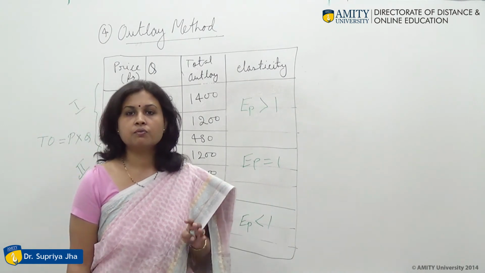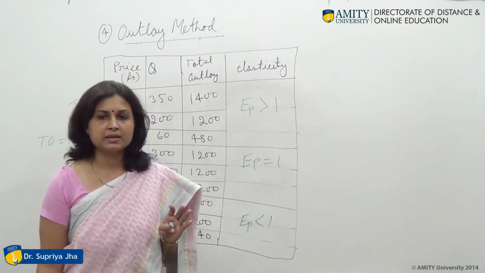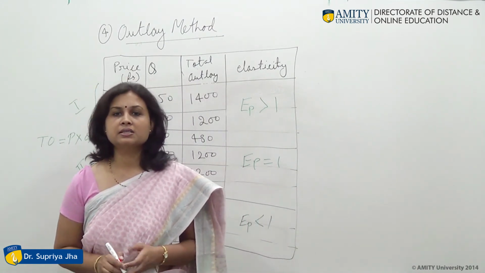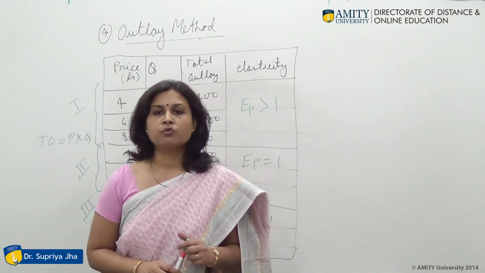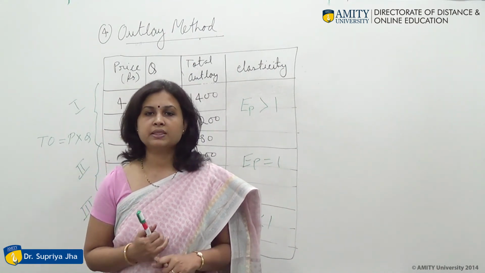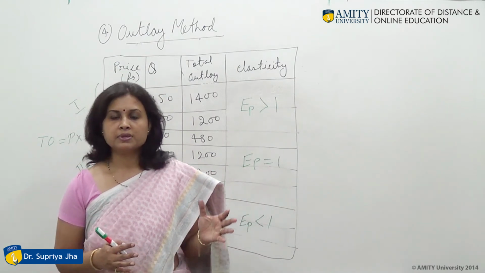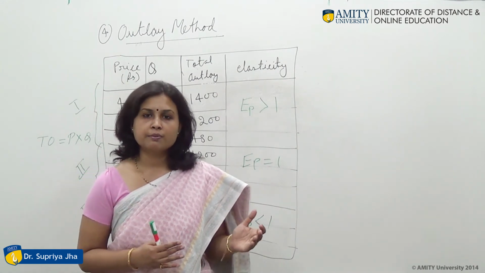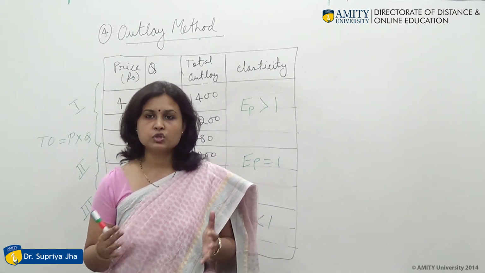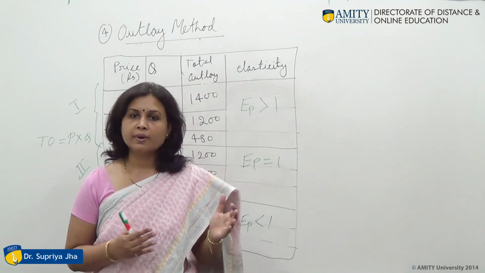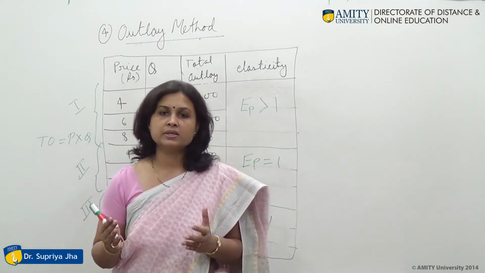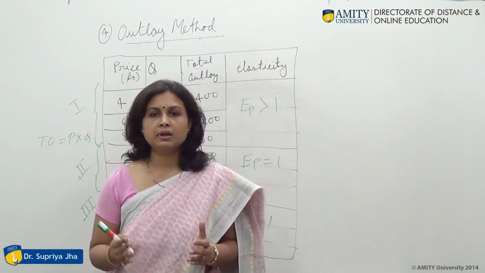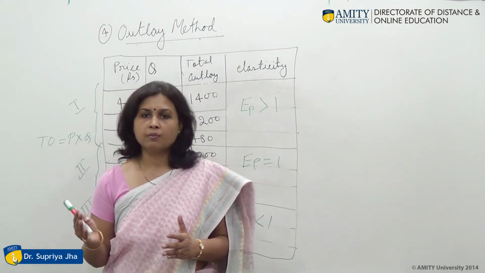So we have discussed four methods of calculating the price elasticity of demand: percentage method, second is arc method, third is geometric method, and fourth one is total outlay method. Percentage method is calculated by the formula percentage change in quantity demanded divided by percentage change in price. Second method, arc method, here we are taking the average of change in price. So the formula is Q2 minus Q1 upon (Q2 plus Q1) divided by 2, and this whole will be divided by P2 minus P1 upon (P2 plus P1) divided by 2.